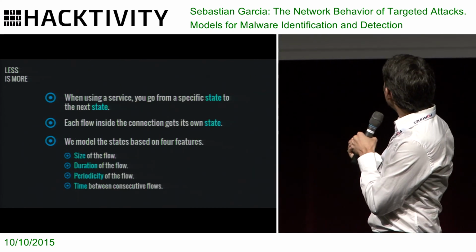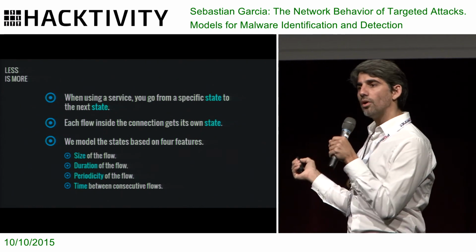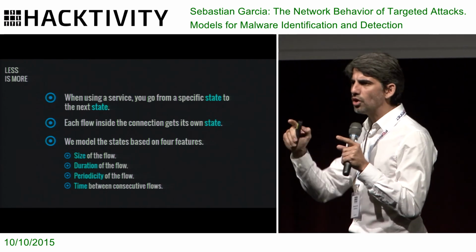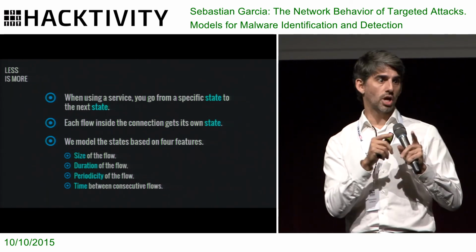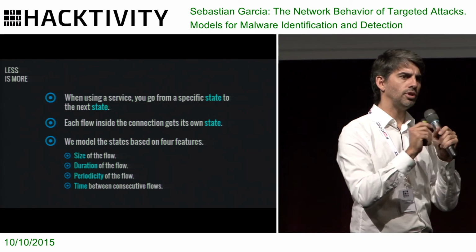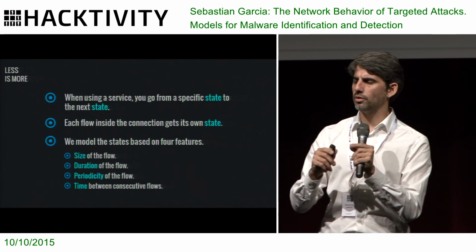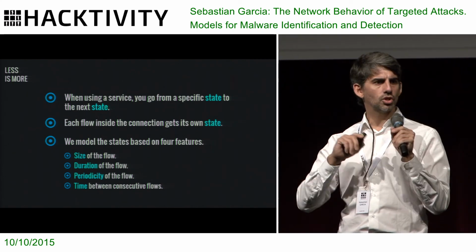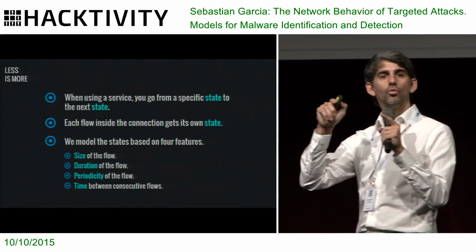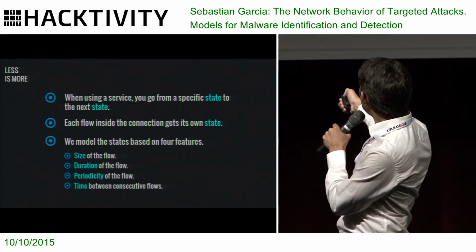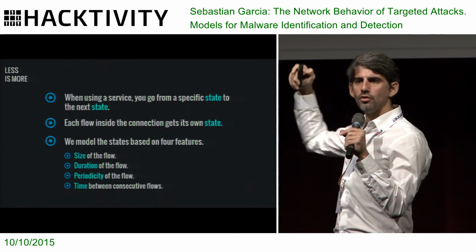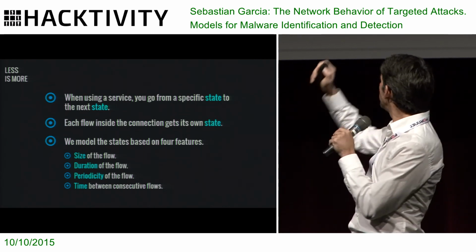In the case of malware, and in the case of you when you are using, for example, any web page, you are going from one state to the other: chatting, not chatting, downloading stuff, not downloading stuff, putting information in a web page, downloading a picture, looking at a picture, clicking on a picture. You are jumping from state to state, and that's what we want to model, right? So each flow is going to get its own state in our model. I want to give you one state for each flow you have.